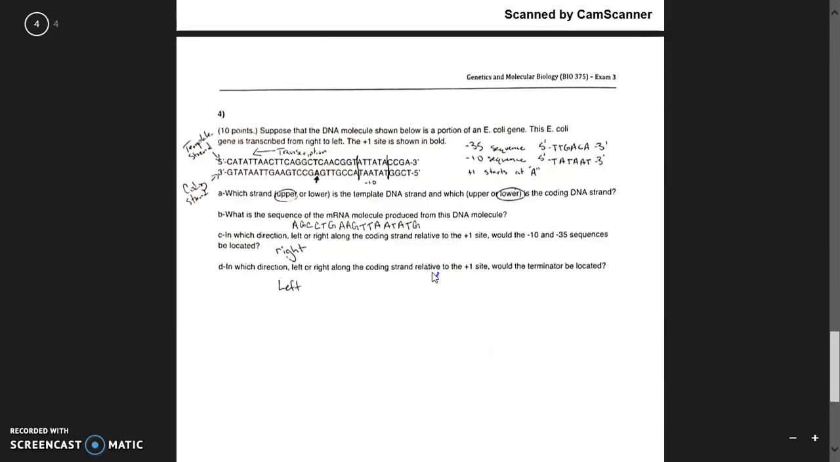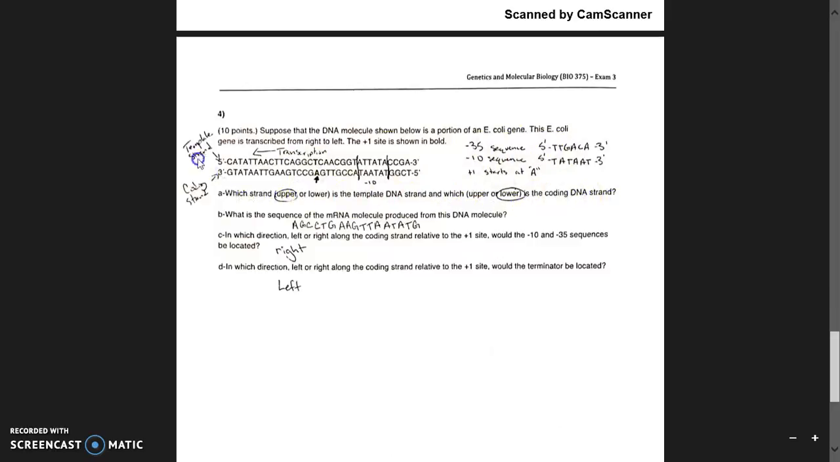Okay, and for number 4, it says suppose the DNA molecule shown below is a portion of an E. coli gene. The E. coli gene is transcribed from right to left. The +1 site is shown in bold, which is your TA, and I just had jotted down some things that I thought were important to recognize. I didn't catch anything in the -35 sequence, but I did catch the -10 sequence lining up right here. And these are just kind of notes for me, but which strand, upper lower, is the template strand, and which upper lower is the coding strand?